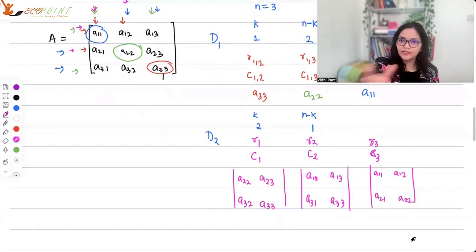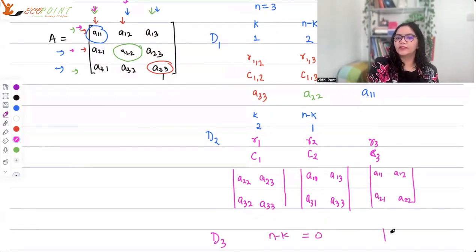So of course, out of these principal minors, one of them is leading. Leading is unique in nature. And for D3, of course, your N minus K is 0. So that is the determinant of the entire matrix, because this is a 3x3 system.